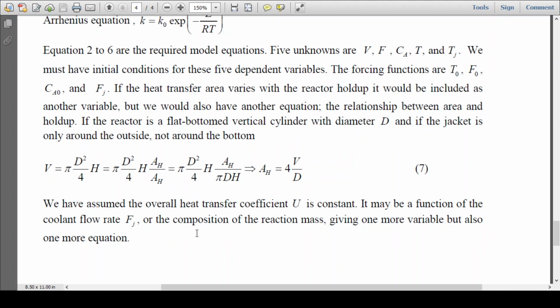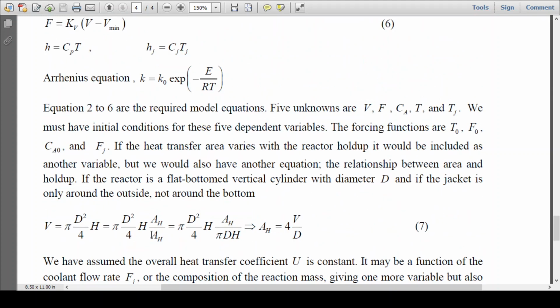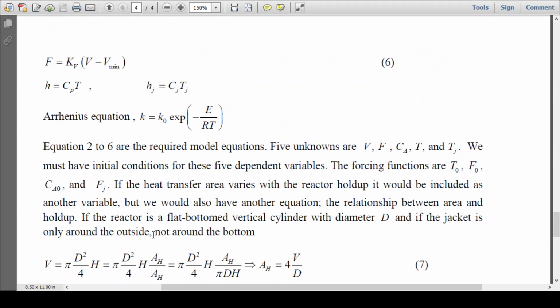Assume that the overall heat transfer coefficient U is constant, though it may be a function of coolant flow rate Fj. So these are the model equations and can be solved with these forcing functions: T0, F0, Ca0 and Fj.